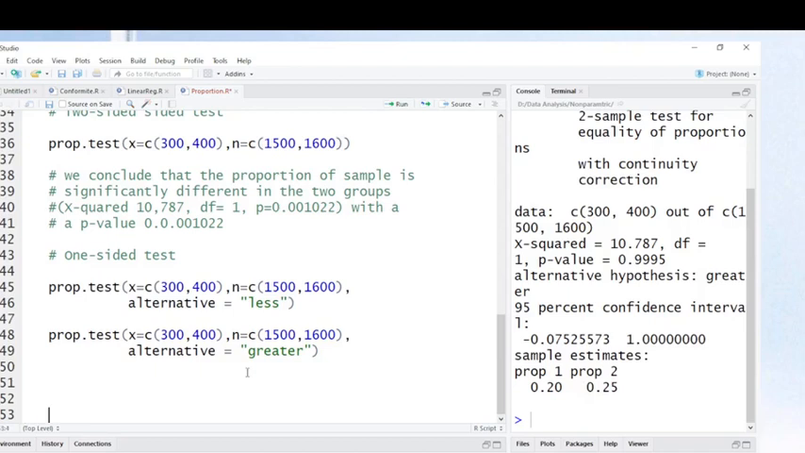Okay, friends, I think this will help you to understand how you can use proportion comparison when you are making your studies.